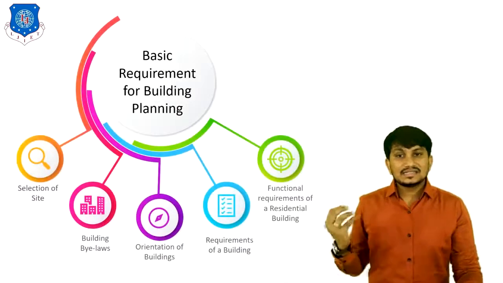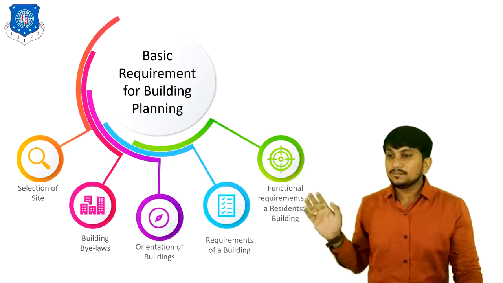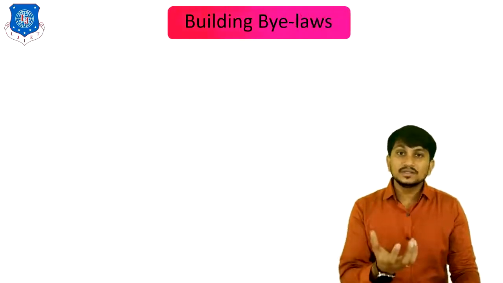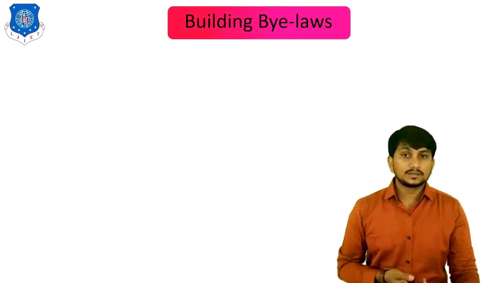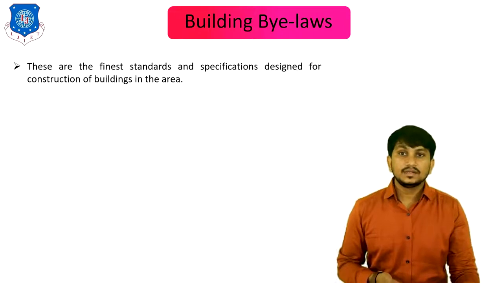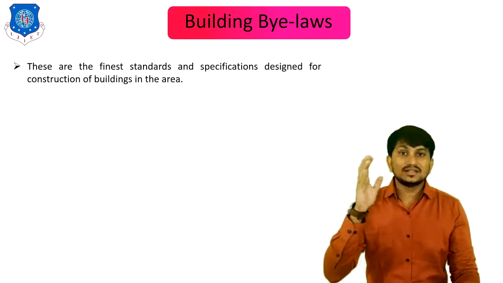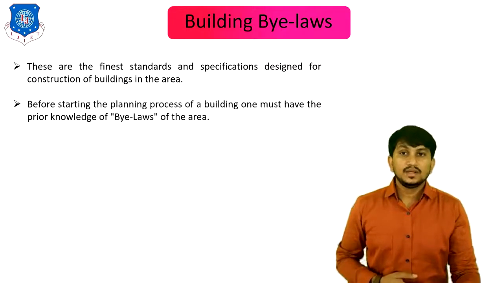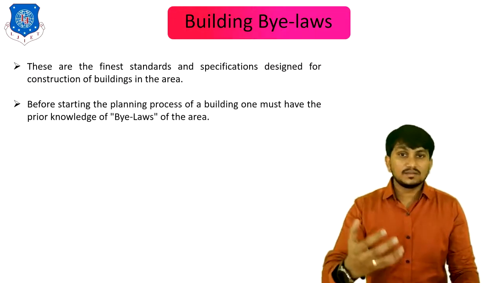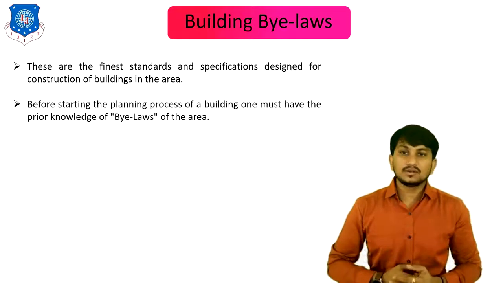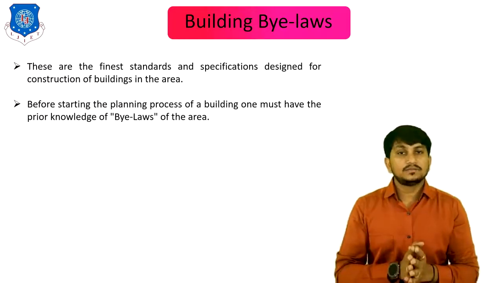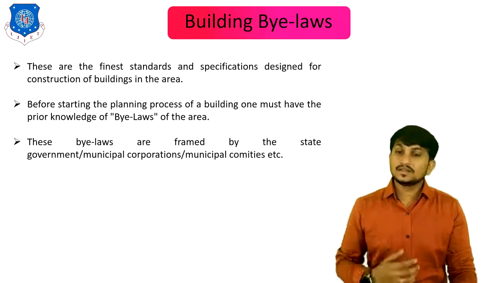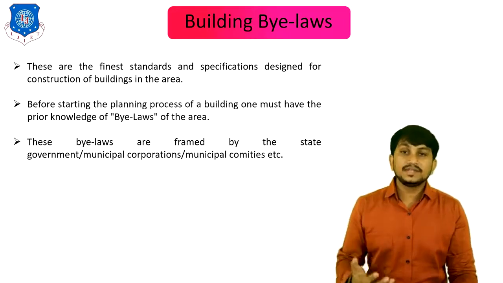Let's discuss the second requirement for building planning, which is building bylaws. So what are building bylaws? These are a number of rules applicable to buildings. They are the finest standards and specifications designed for construction of buildings in the area. Before starting the planning process of a building, one must have prior knowledge of the building bylaws of that area. These bylaws are framed by the state government, municipal corporation, municipal committees, etc.